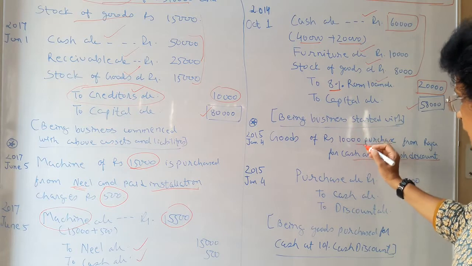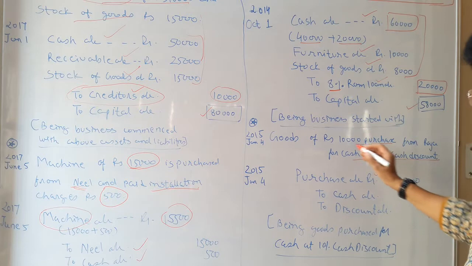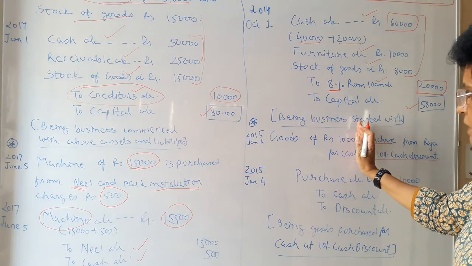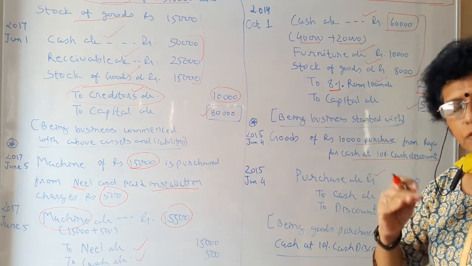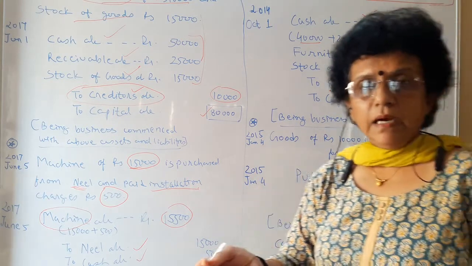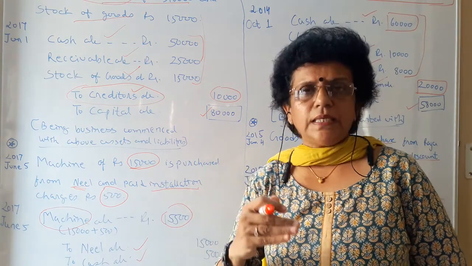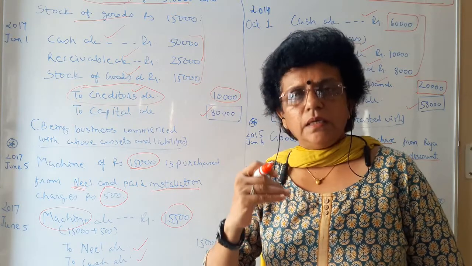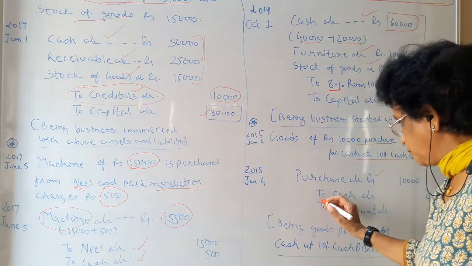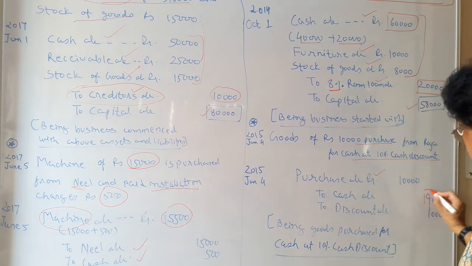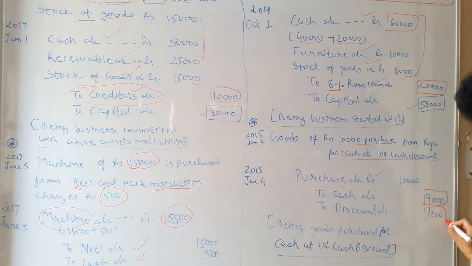So purchase account debit 10,000. Now 10% of 10,000 is equal to 1,000. You are going to pay 1,000 less, so that discount becomes your income. It is a gain for you. So you are paying actual cash 10 minus 1 is equal to 9,000 rupees. So to cash, the cash going out of business, 9,000, and to discount, that is your gain, 1,000.